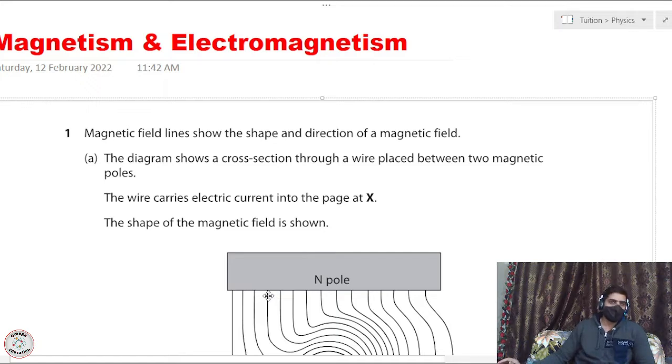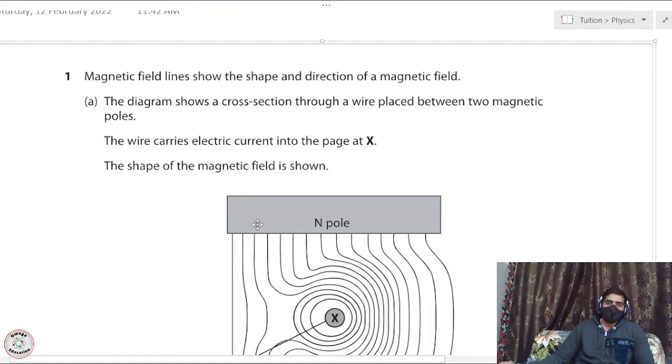In this video, I'll be trying to solve the worksheet of magnetism and electromagnetism. Basically, I've chosen the questions that are common between every board: CIE and Edexcel courses, GCSEs and IGCSEs. Alright, so let's start with it.